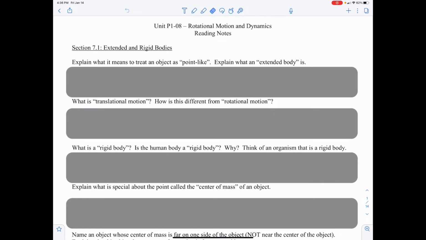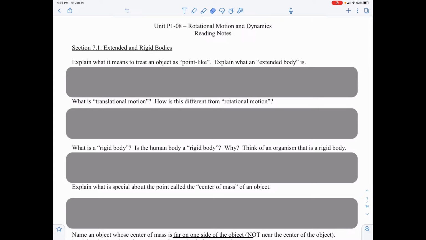Hello. In this video, we're going to be taking a look at the notes for AP Physics 1, Rotational Motion and Dynamics. Please remember to pause or rewind the video as necessary. Let's begin. Section 7.1, Extended and Rigid Bodies.